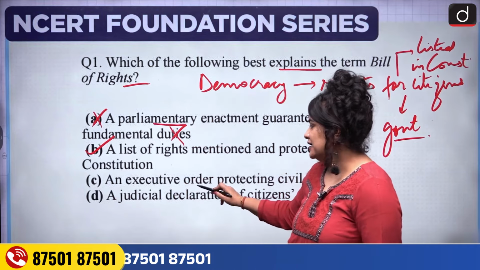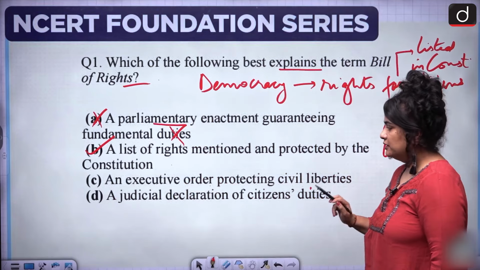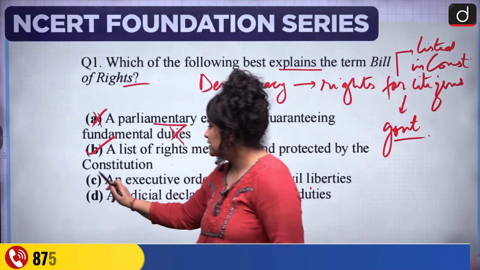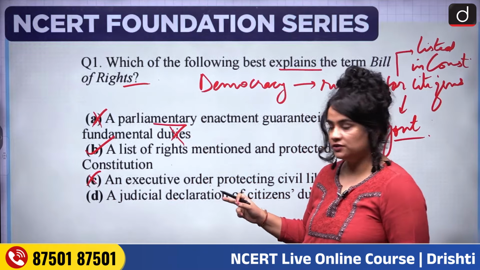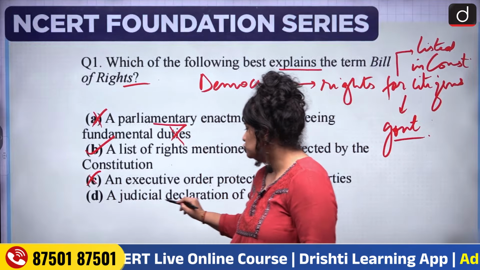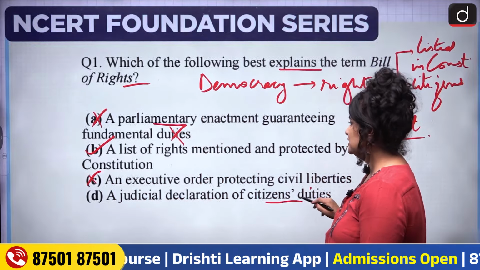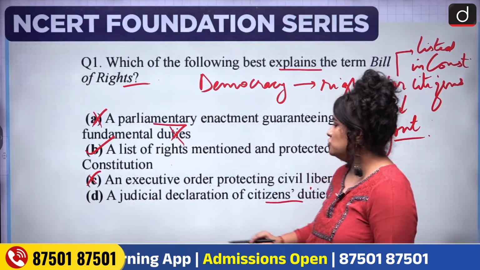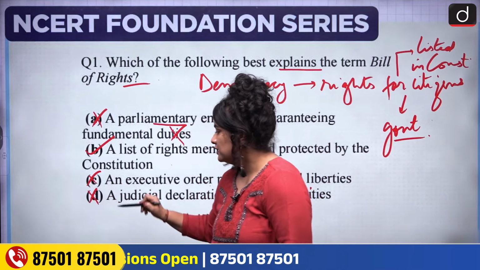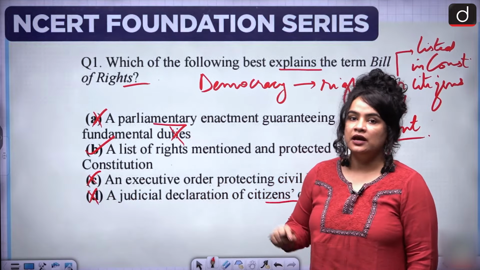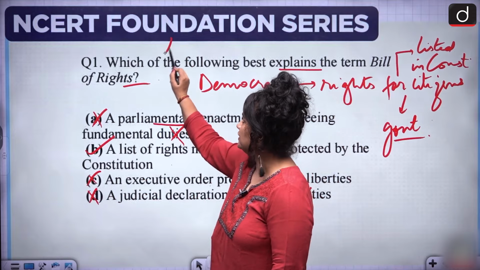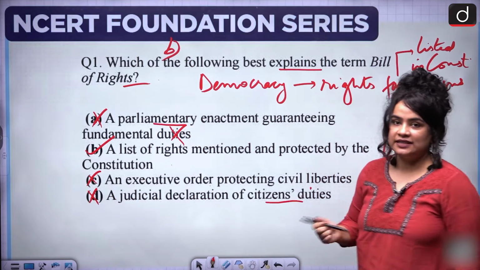Option C says an executive order protecting civil liberties. No, of course not. We are talking about rights that are being protected by the Constitution itself. And D, a judicial declaration of citizens' duties. Again, we are not dealing with duties right now. We are dealing with rights that are constitutionally protected. So again, we have option B as our correct answer.